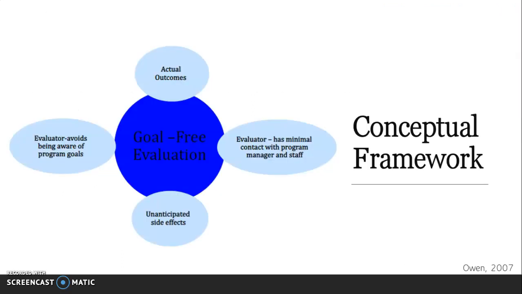In the goal-free evaluation model, the evaluator actively avoids information about the program goals. The evaluator does not have preconceived goals in order to narrow the focus. The evaluator has minimum contact with staff and members of the program. Without information about the goals, the evaluator is more likely to see and anticipate effects in the program.